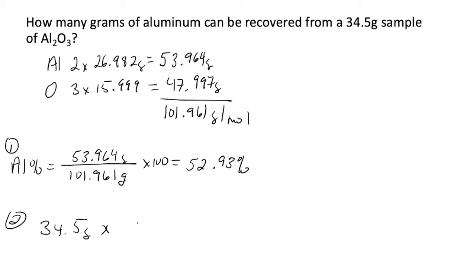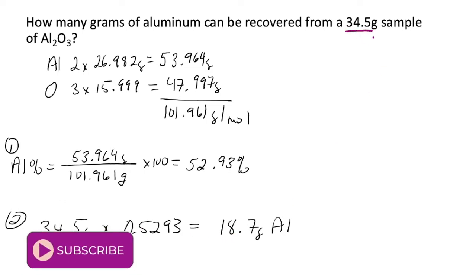The decimal format of this will be 0.5293. And this tells us that there are 18.7 grams of aluminum in 34.5 grams of aluminum oxide. And I rounded to 3 sig figs because there are 3 significant figures in our sample.